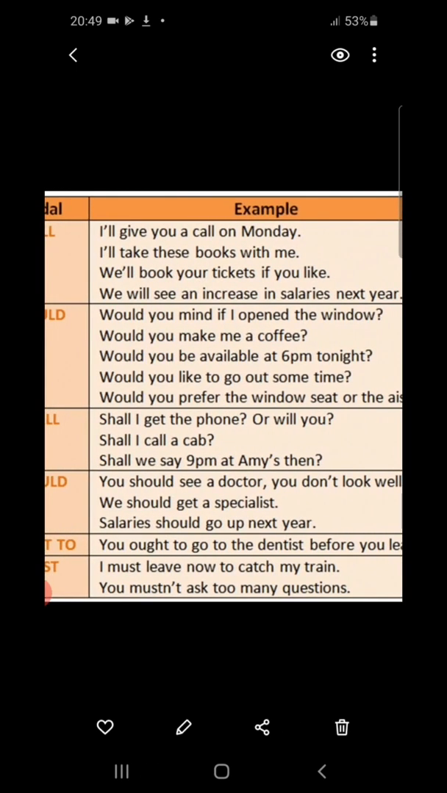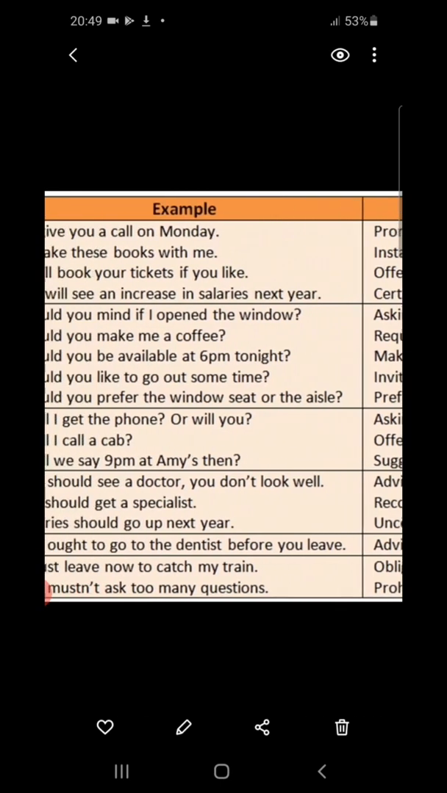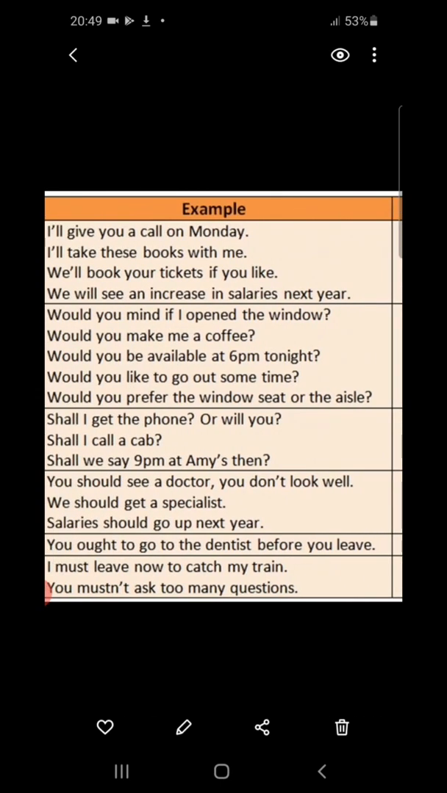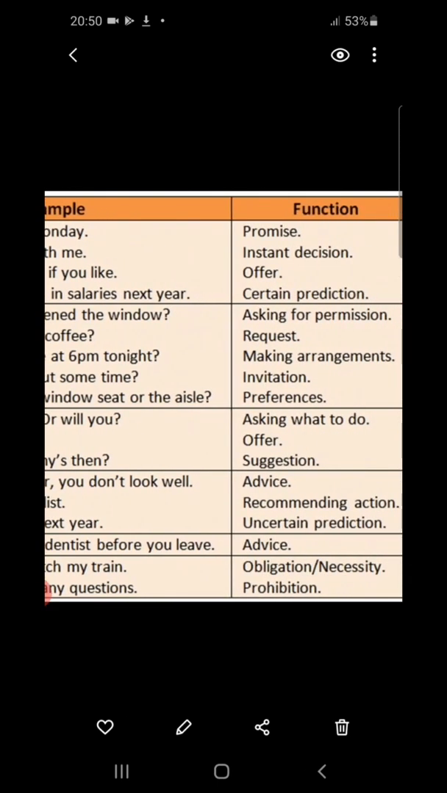Next one. Would you make me a coffee? A request. Suppose you are telling to your friend, would you make me a coffee? Next. Would you be available at 6 p.m. tonight? So basically, this is for making arrangement or arrangements.